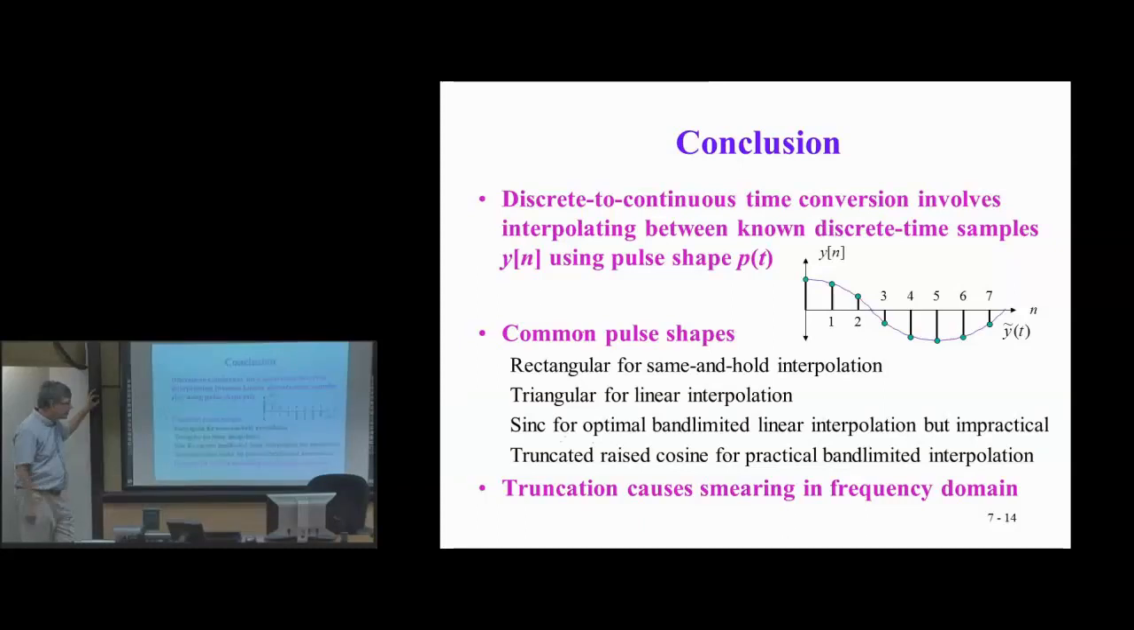Triangular pulse for linear interpolation. Sinc, this is two-sided sinc, for the optimal or best we can do for band-limited interpolation, but it's impractical. And then truncated sinc or truncated raised cosine for practical band-limited interpolation. Again, the raised cosine is a generalization of the sinc. The truncation in the time domain causes smearing in the frequency domain, but again, we control that in the raised cosine by the alpha parameter, the roll-off parameter.